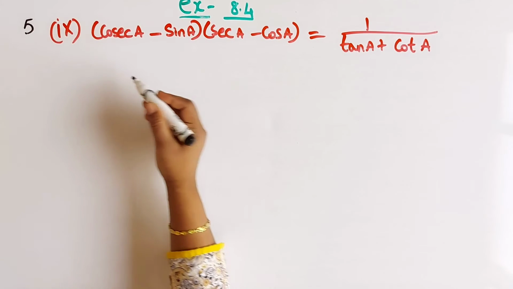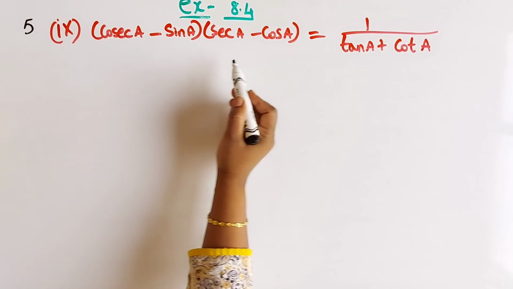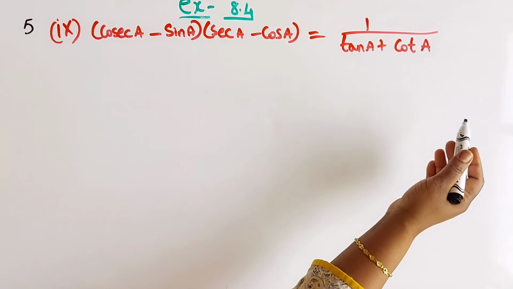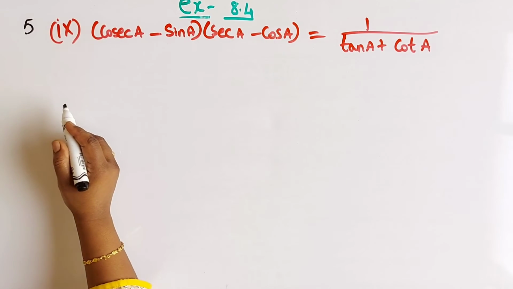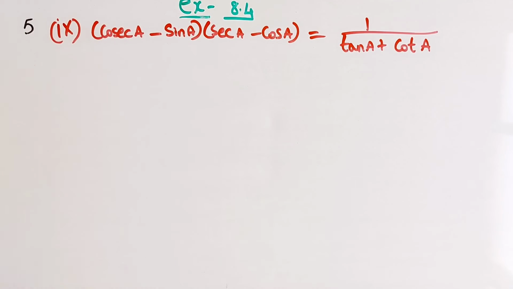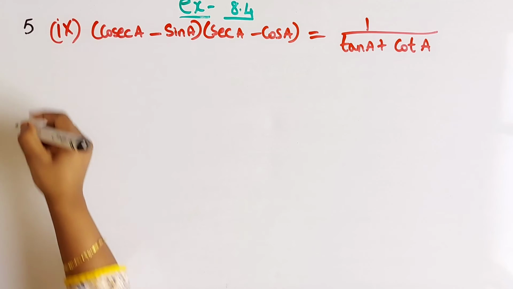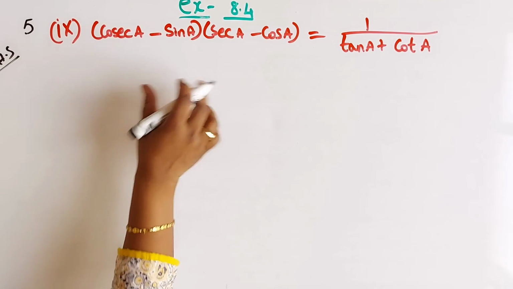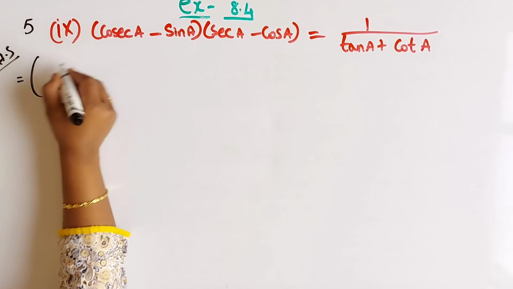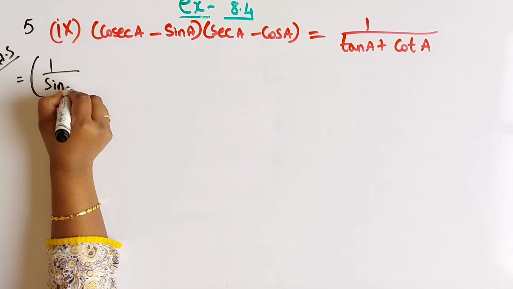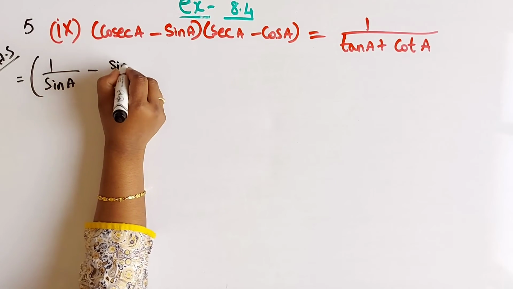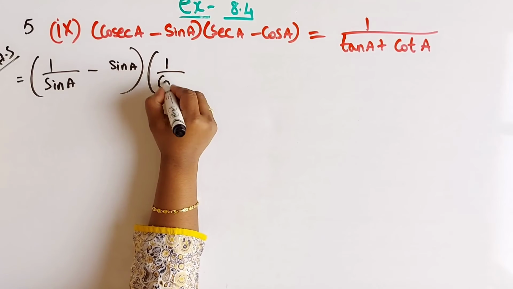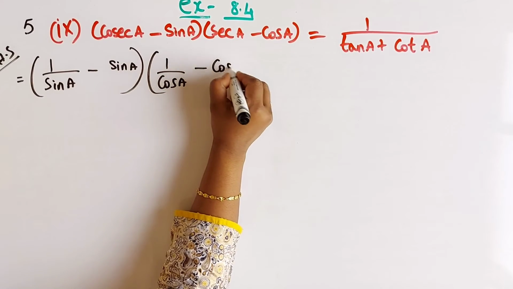Now 9th question, children. (Cosecant A minus sin A) into (secant A minus cos A) equal to 1 by (tan A plus cot A). Here they have given the hint, simplify LHS and RHS separately. Right, children? First we will start from LHS side. Cosecant A minus sin A. Cosecant A is nothing but 1 by sin A minus sin A. Here secant A, that is 1 by cos A minus cos A.